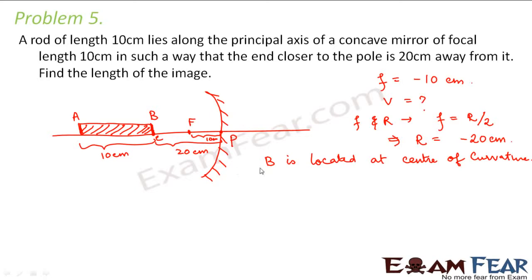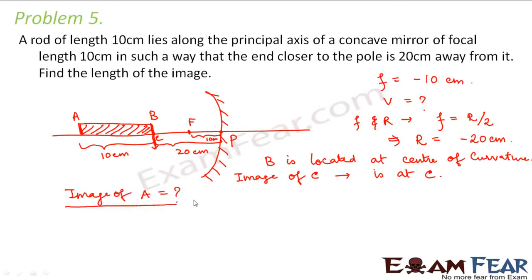Considering B as one object, what would be the image of B? The image of B will be at the center of curvature, because we know that for a concave mirror, if an object lies at the center of curvature, the image is formed real, inverted, and of the same size, at the center of curvature itself. So for B, the image will be formed like this. This would be the image for B.